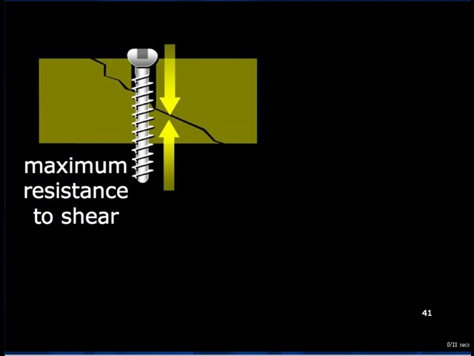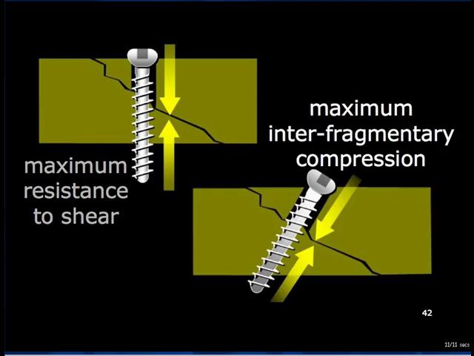If a screw is inserted by the lag technique perpendicular to the long axis of the bone, it produces maximum resistance to any shear forces generated by axial loading. On the other hand, if the screw is inserted perpendicular to the fracture plane, it produces maximum interfragmentary compression.